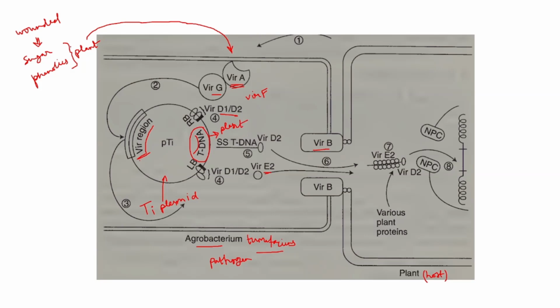Now what happens when sugar and phenolic compounds initiate VirA? VirA activates its downstream protein VirG by phosphorylation. This VirG protein is activated by phosphorylation, and it acts as a sort of auto-inducer. It acts on the Vir region and helps in the synthesis of other downstream proteins as well as its own protein. So VirD1, D2, VirB, VirE2, these proteins all get translated from this Vir region. Now the VirD1, D2 complex comes and cuts the T-DNA portion from the Ti plasmid. Only this region. So this VirD1, D2 complex excises the T-DNA from the Ti plasmid.